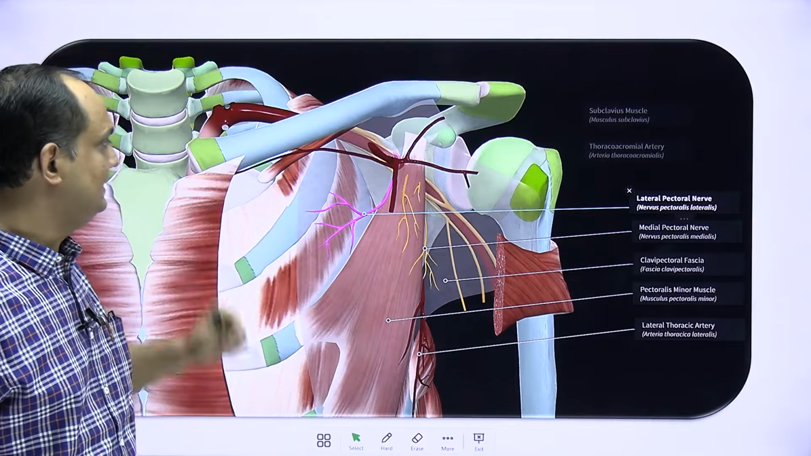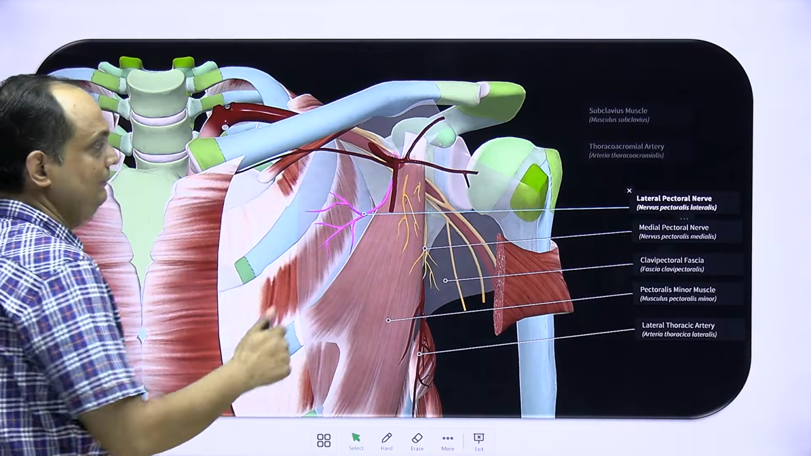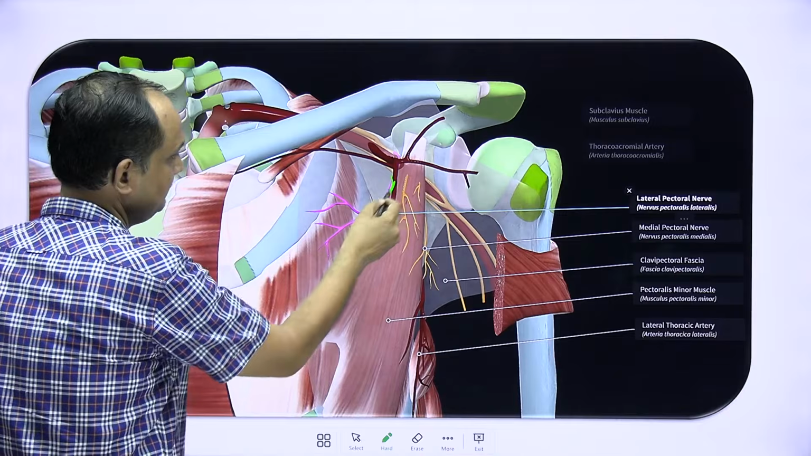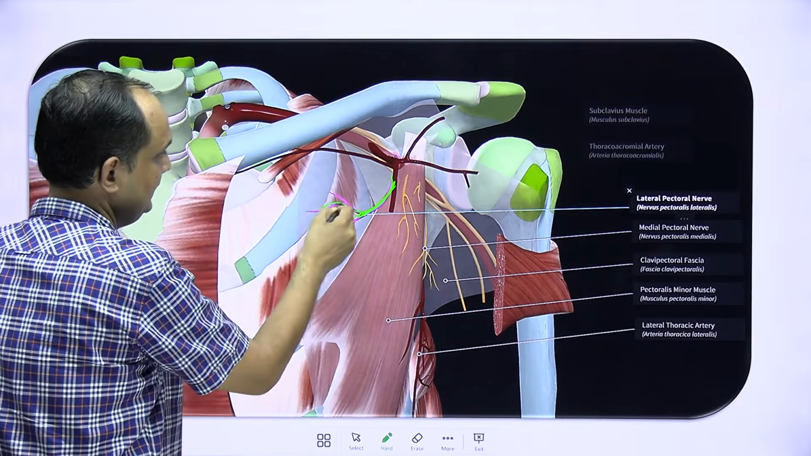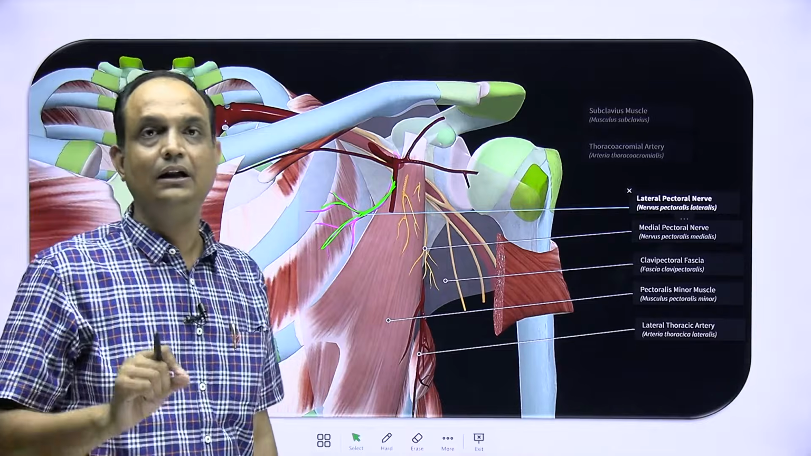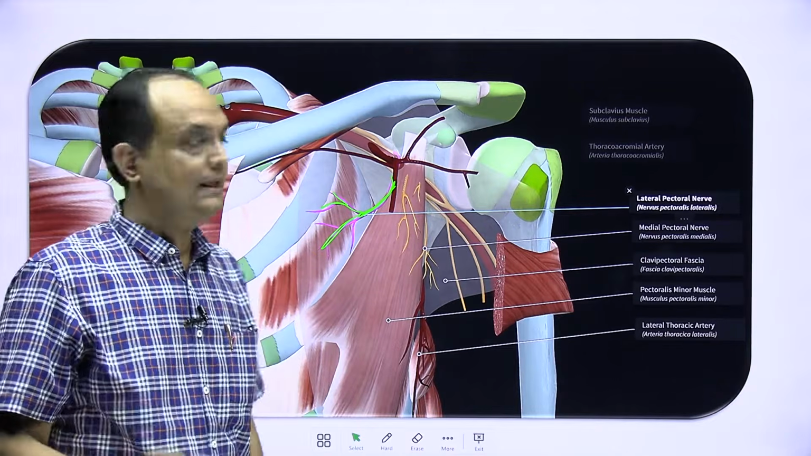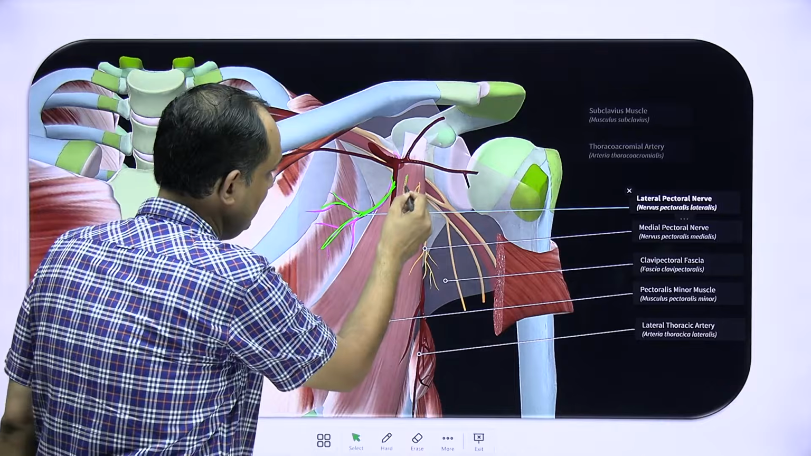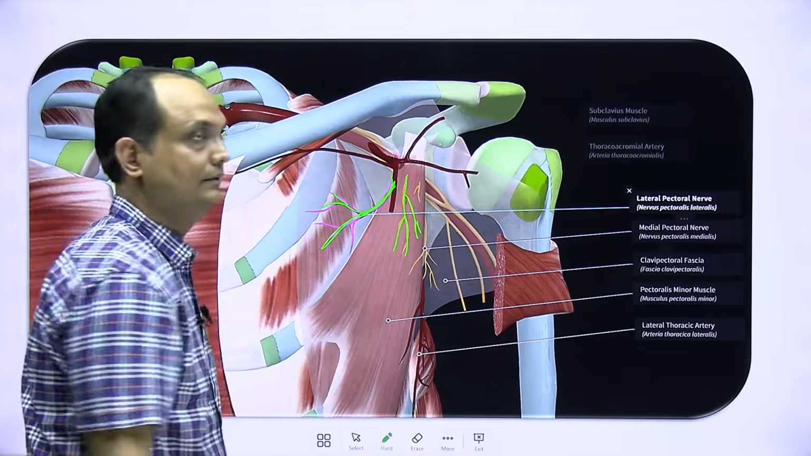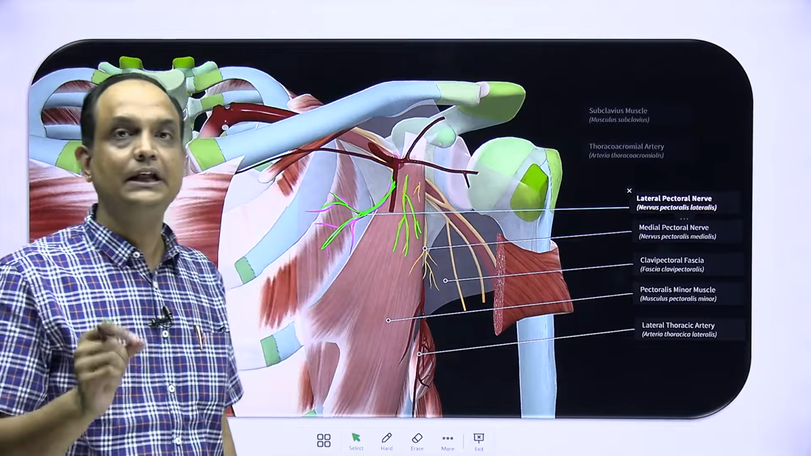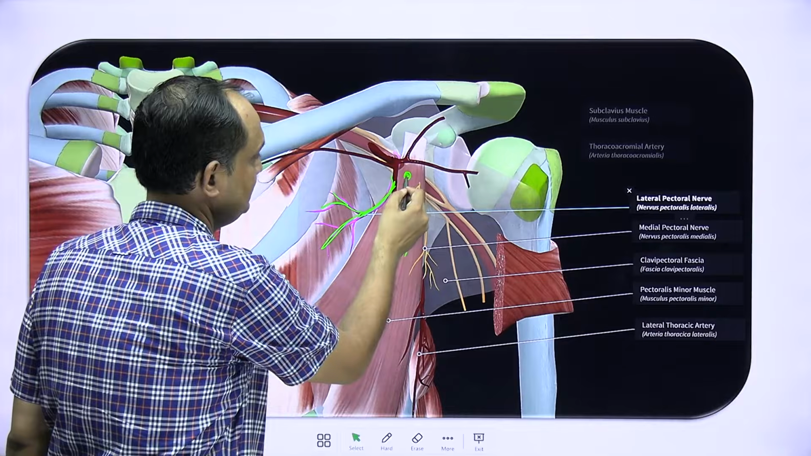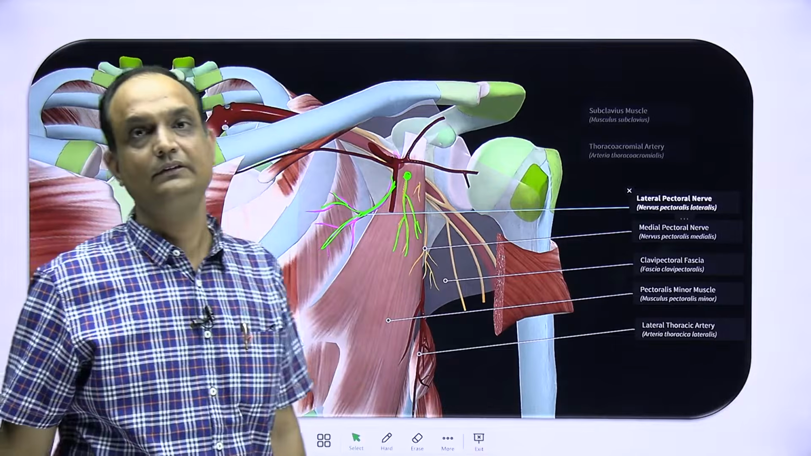Now in this diagram, you can see that sometimes you get a question that there is a nerve which is running along the upper border of pectoralis minor. Identify this nerve. Answer is lateral pectoral nerve. Sometimes you have the question on the nerve which is coming on the anterior surface of pectoralis minor. Now this nerve is the medial pectoral nerve, because it comes on the anterior surface after piercing the pectoralis minor muscle.